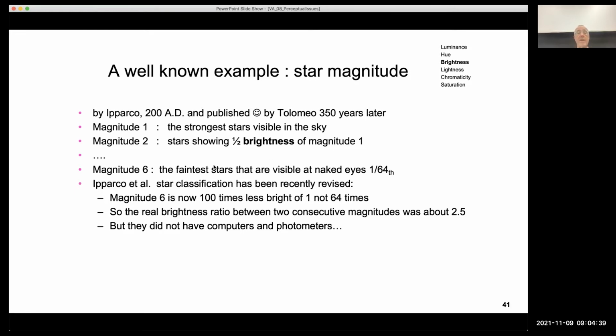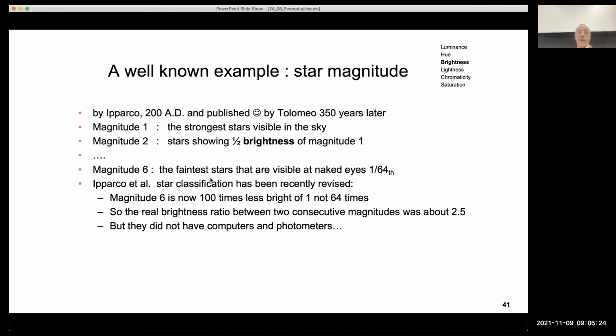What was the story? Basically, Hipparchus looked for the strongest star visible in the sky. And he gave it magnitude 1, the strongest. After that, magnitude 2 was given to a star showing half of the brightness of 1, then magnitude 3, and so on, till magnitude 6. That is the faintest star that you can see with the naked eye during the night. That should be 1/64 of the strongest one.